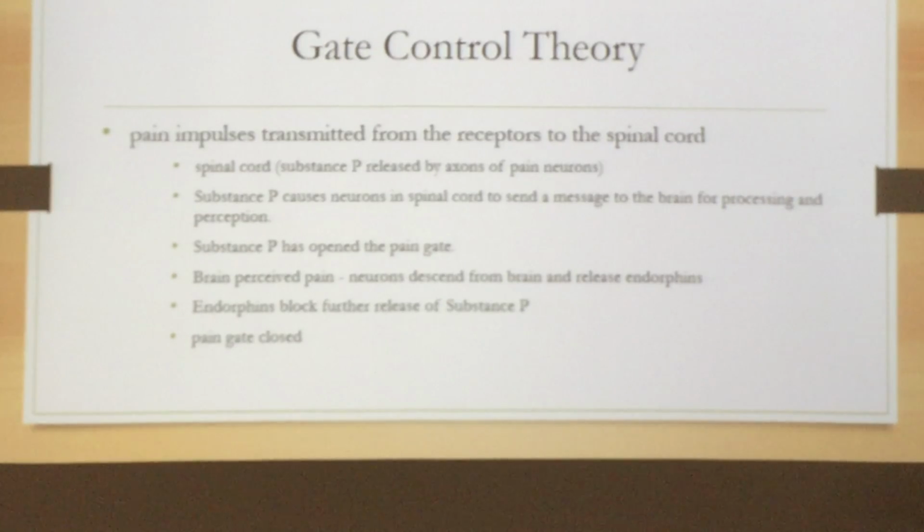The brain now perceives the pain, and the neurons that descend from the brain will release endorphins. What are endorphins? They are nature's morphine. They will lessen the pain, lessen the tension, improve the mood. Also, endorphins block the further release of substance P. So now we say the pain gate is closed.